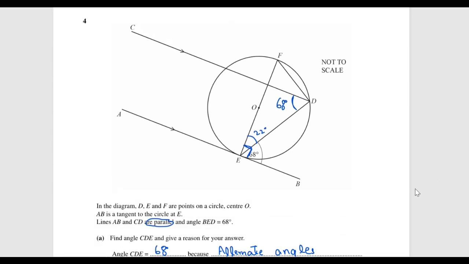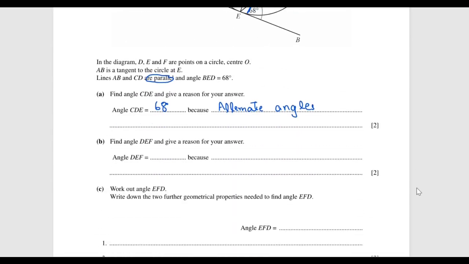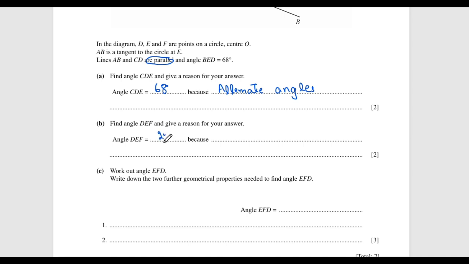Coming back to the space, DEF would be 22, and the reason for it is a radius and tangent meet at, or make, you can write anything, make 90 degrees. So 90 subtracted by 68 will give you 22 degrees. 2 marks, 1 for the answer, 1 for the reason.